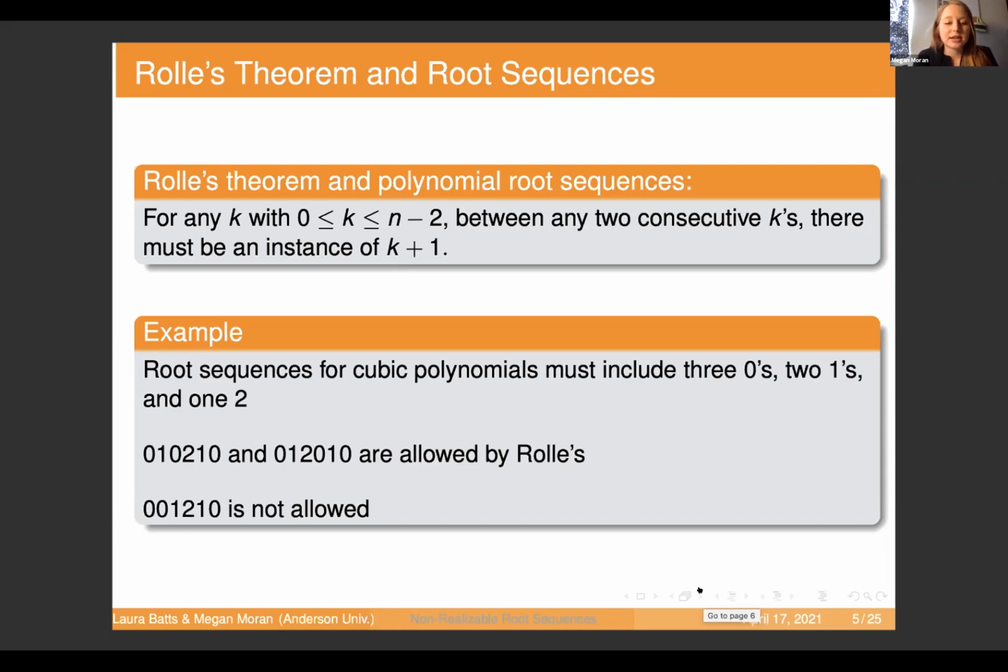We see that 0, 1, 0, 2, 1, 0, and 0, 1, 0, 0, 1, 2, 0, 1, 0 are allowed by Rolle's theorem, whereas the sequence below that is not allowed because we see those two zeros right there next to each other at the beginning, and there's no one between them. And so we would need a one between those for that sequence to be realizable.